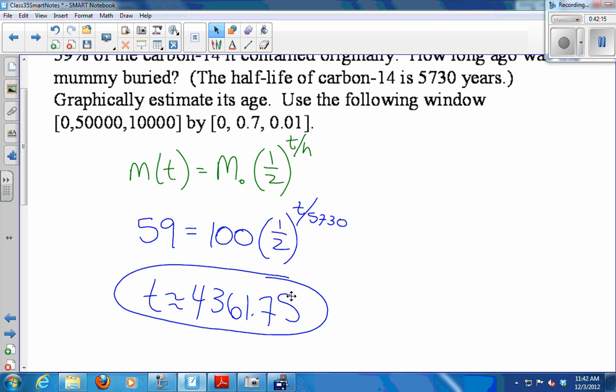So for now in your homework, when you're asked to solve an exponential function for t, you solve it graphically. And then after a couple more classes, you'll be able to solve it algebraically.